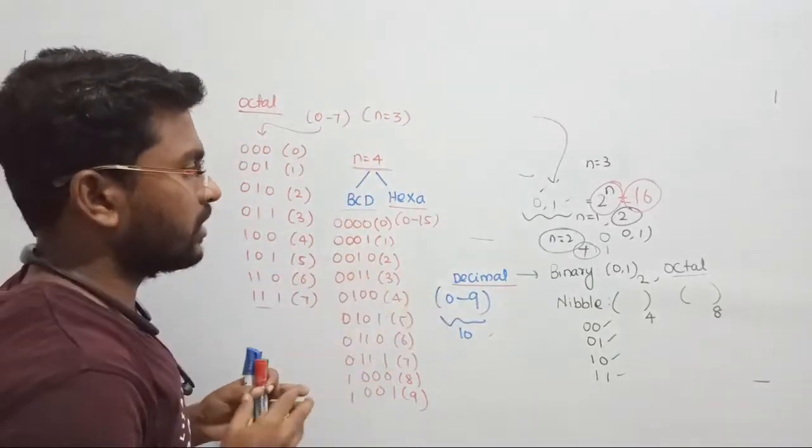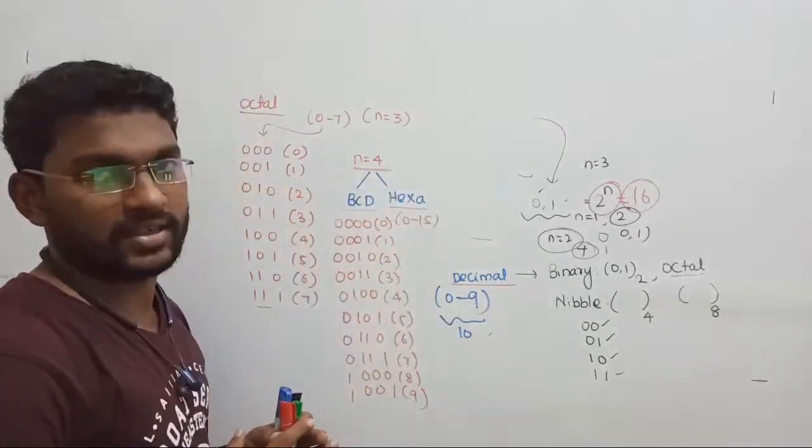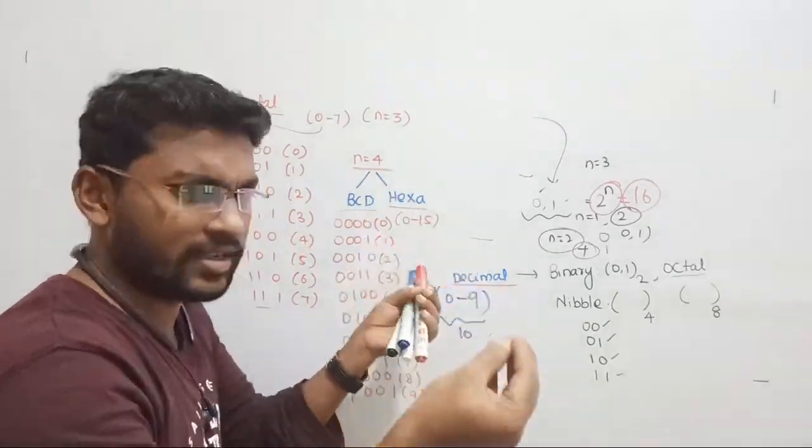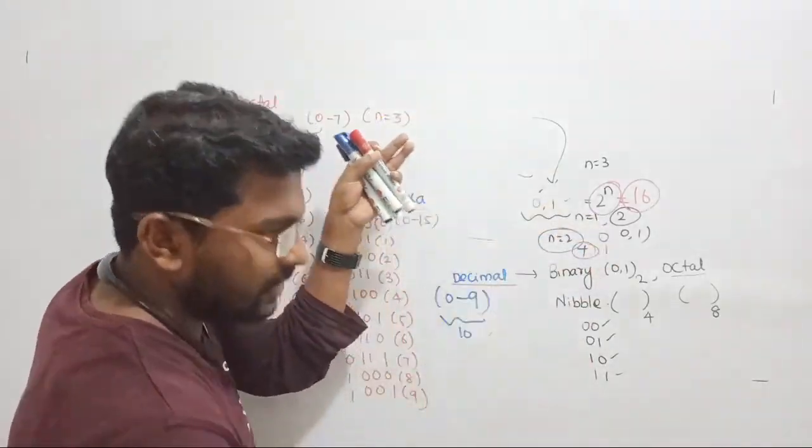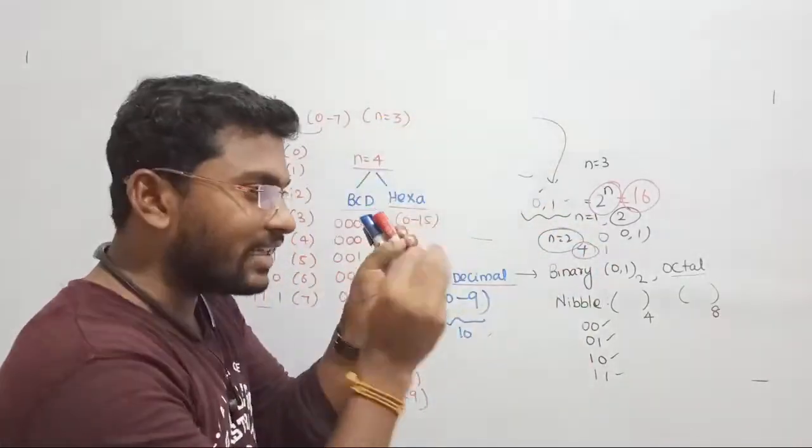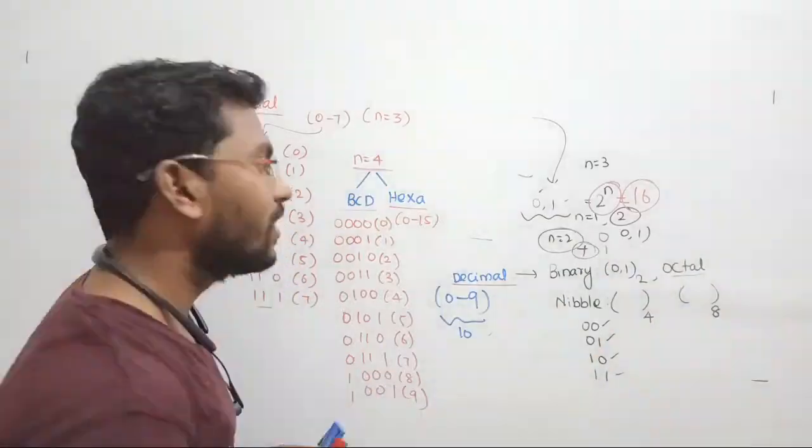Let us go to the next one, that is called hexadecimal. That is the actual representation. When n = 4, we can get 16 combinations. Happily we can freely use all 16 combinations. That system is called hexadecimal. Clear? Let us write.